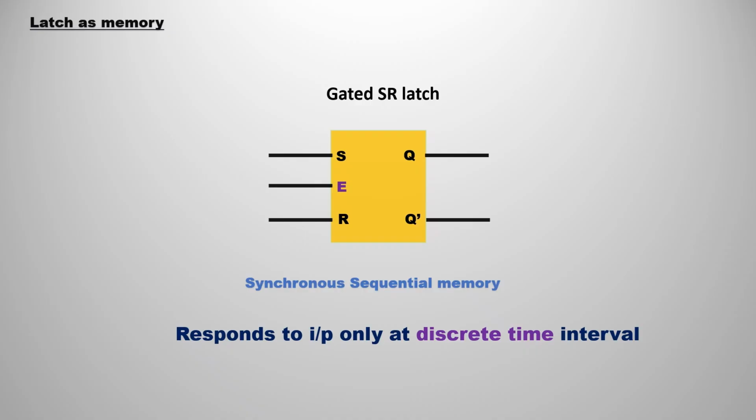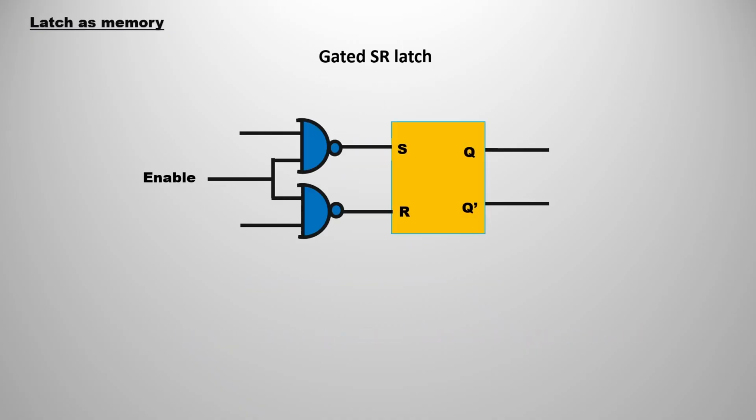So this responds to the inputs only at discrete time intervals. So this is the condition that we are required. So we can also convert the normal latch, the transparent latch, to the gated SR latch with the help of this kind of block circuit diagram.